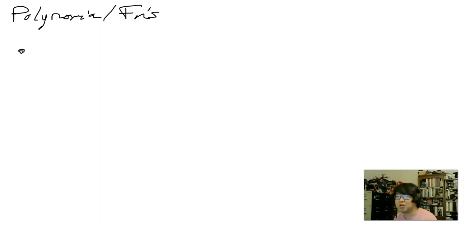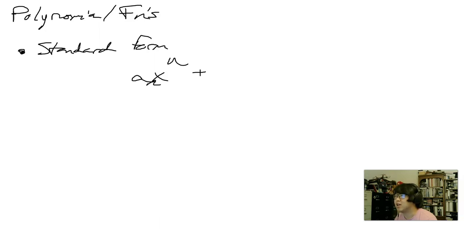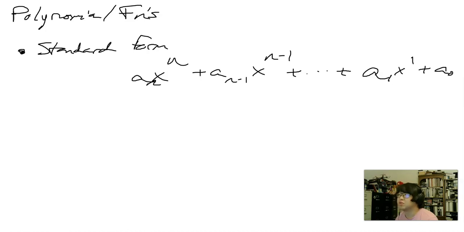So first of all, when we talk about polynomials, we should know that there's a standard form for these. A standard form for a polynomial function looks like this: a sub n x to the n, plus a sub n minus 1 times x to the n minus 1, and so on and so forth, until we have a sub 1 x to the 1, plus a sub 0. And that is our standard polynomial form. Typically, we have a function here as well, f of x.